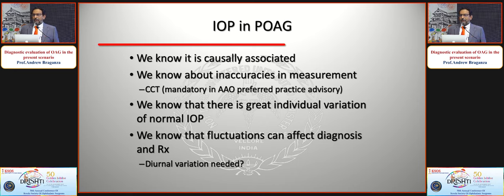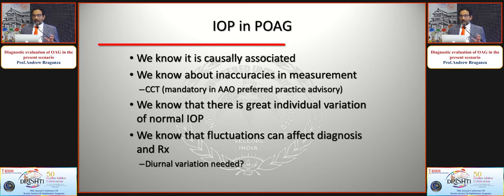The role of intraocular pressure in diagnosis of primary open-angle glaucoma is based on the fact that we have time and time again proved that it is causally associated. We know about all the inaccuracies in measurements, etc., and we can correct for them. We know that there's a great individual variation of normal IOP, which is why it's so difficult to diagnose glaucoma in the first place. We know that fluctuations in intraocular pressure can affect the diagnosis and the treatment. About 40% of primary open-angle glaucomas at their first presentation have a normal intraocular pressure.